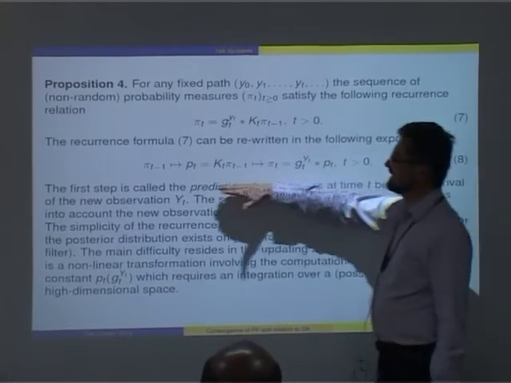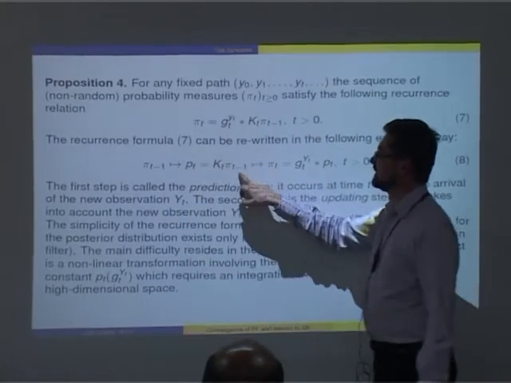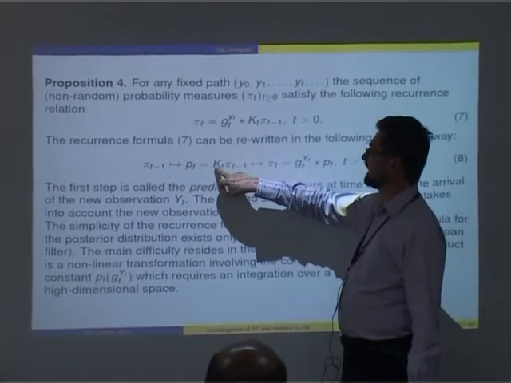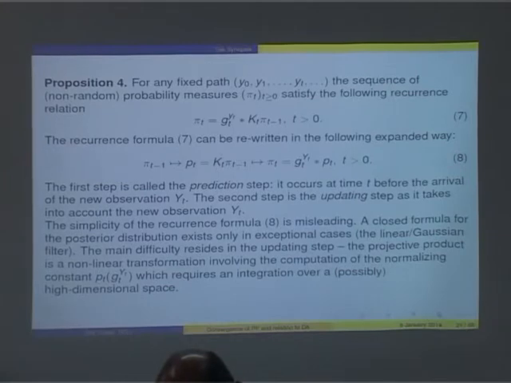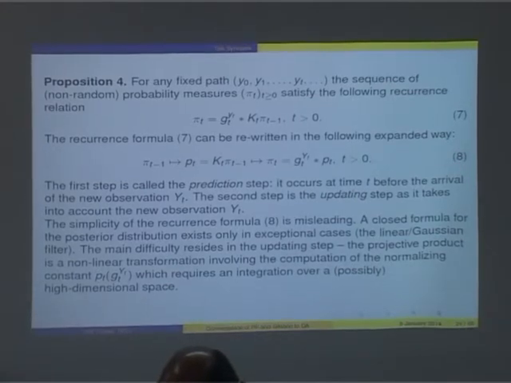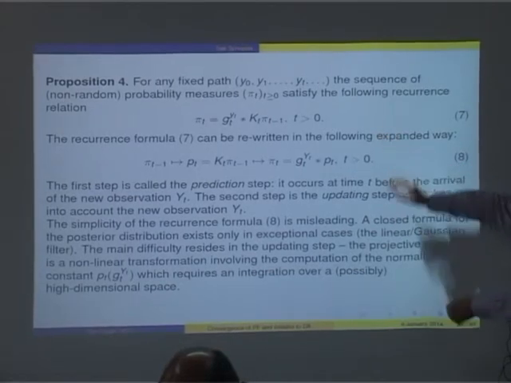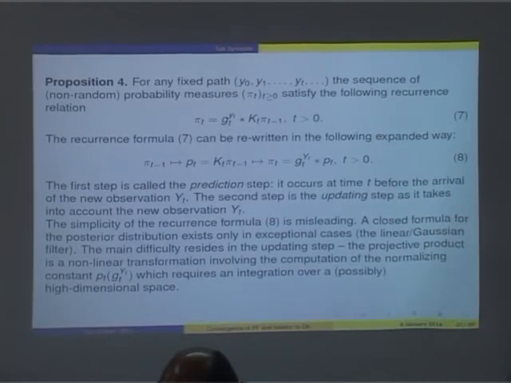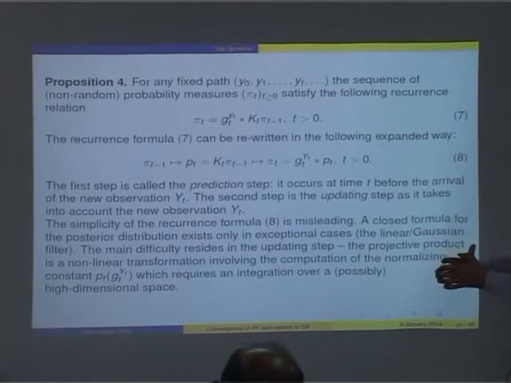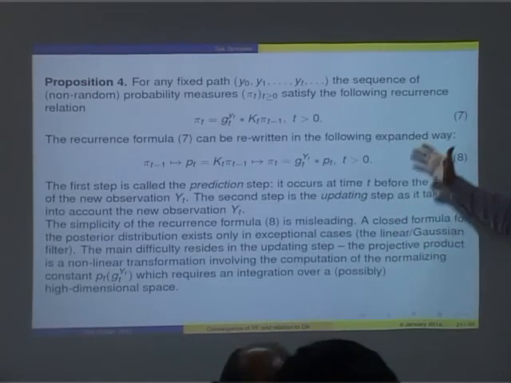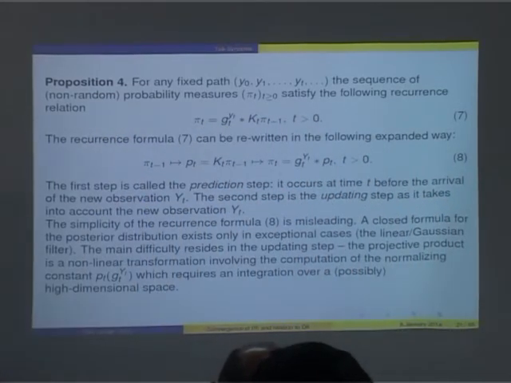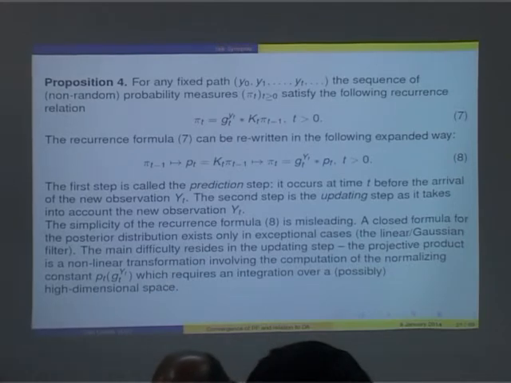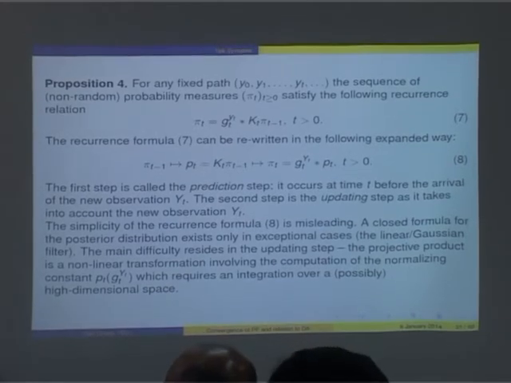So the recurrence formula is like this. From pi t minus 1, I go into the amended pi t minus 1 via kt, and I denote this by pt, and then I go into pi t by taking the projective product with gt of yt. Okay, so this is a simple formula. It's misleading. You can apply it, and even if you have everything very simple, dimension 1 and very explicit, you won't get anywhere, because you end up with a very complicated distribution which is difficult to handle.